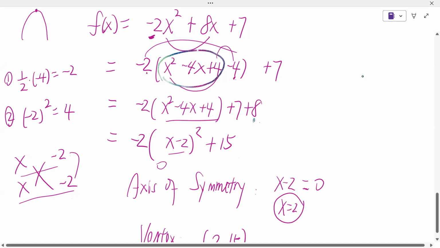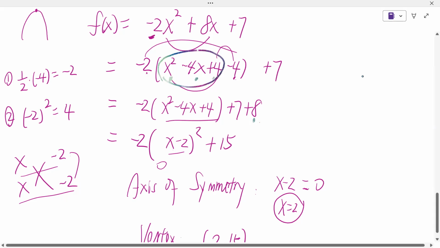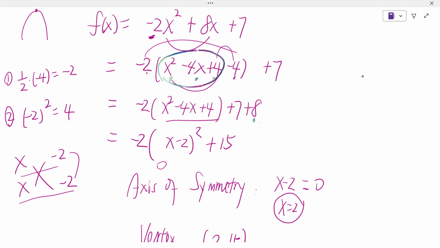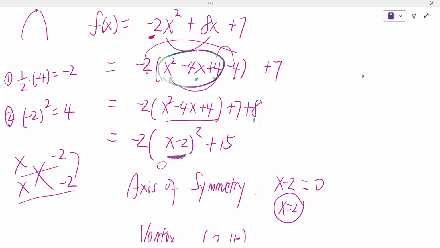Okay, I understand, but why are you moving the -4 and multiplying by 2 and moving it to outside of this? Because only these three terms is what we need to get a perfect square. Oh, okay, I see. If you have this extra term, extra number here, then you wouldn't be able to get this perfect square. Make sense? Yes, thank you. Okay, very good.